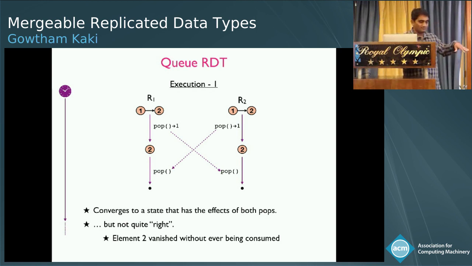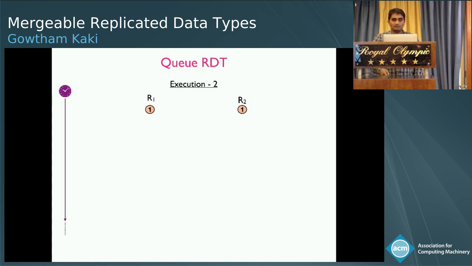So here we have some notion of convergence, and in fact it does converge to a value which has the effects of all the submitted operations, and yet it is incorrect, because of reasons that are not captured in this formal specification, right? So now let's consider another execution.